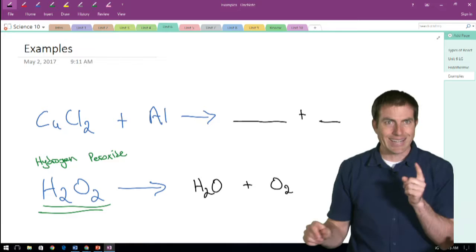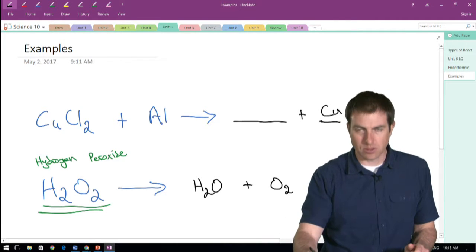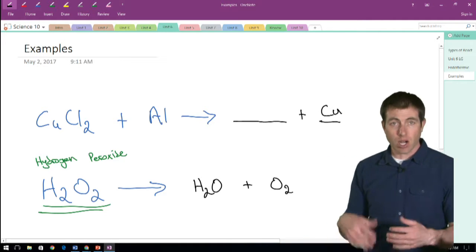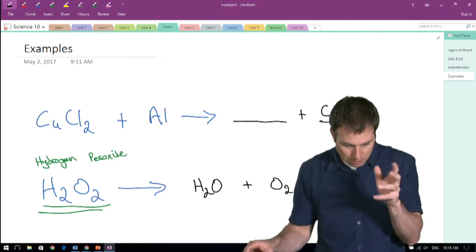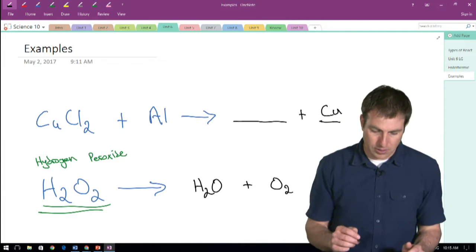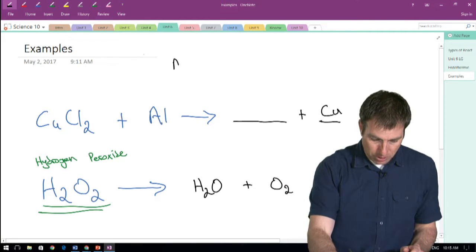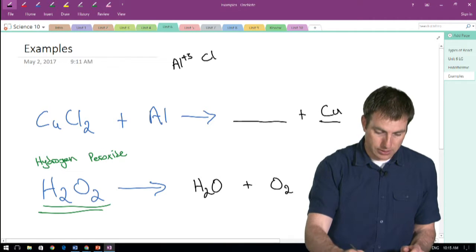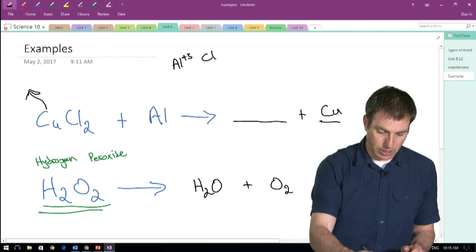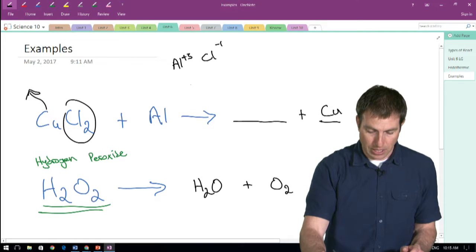Copper. Josh? Nailed it. Which isn't to be confused with nails, which are mainly made of iron. So yeah, copper is going to be by itself. And then what am I going to be left with in the compound? The aluminum is going to replace the copper. The copper gets kicked out. Perfect. Aluminum is always +3, and chlorine, because that's all that's left, is always -1. So I'm going to end up with AlCl3.